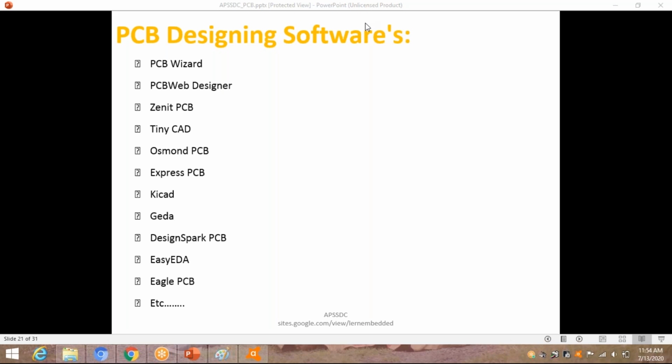You need to install the software and practice the circuits. We will be learning 3 softwares. First one is PCB Wizard. Second one is EasyEDA. The last one is Eagle PCB. Guys, turn off your mics.